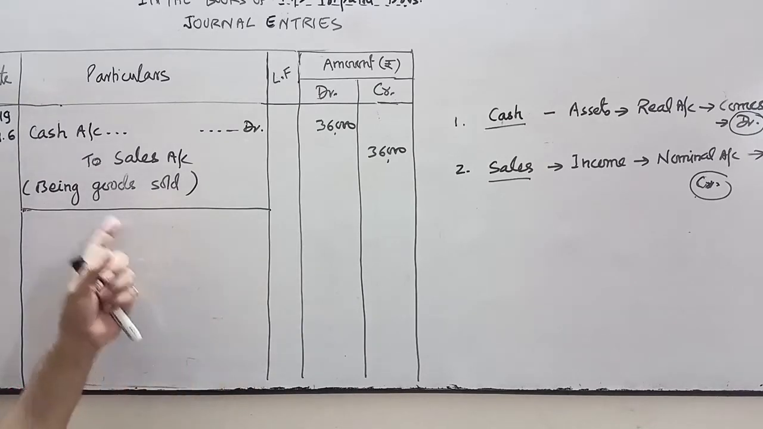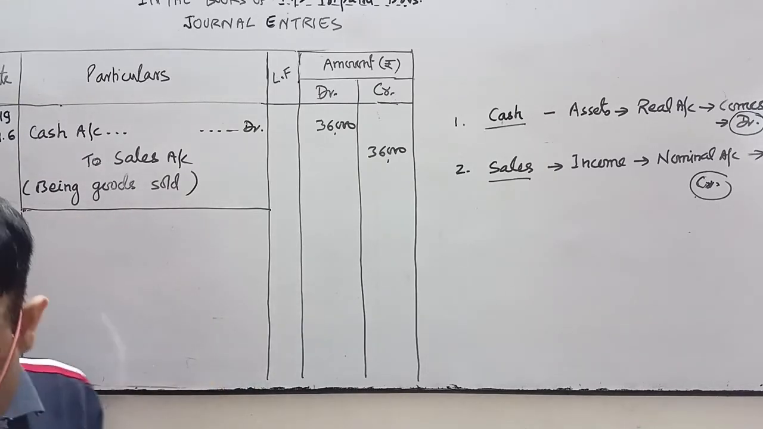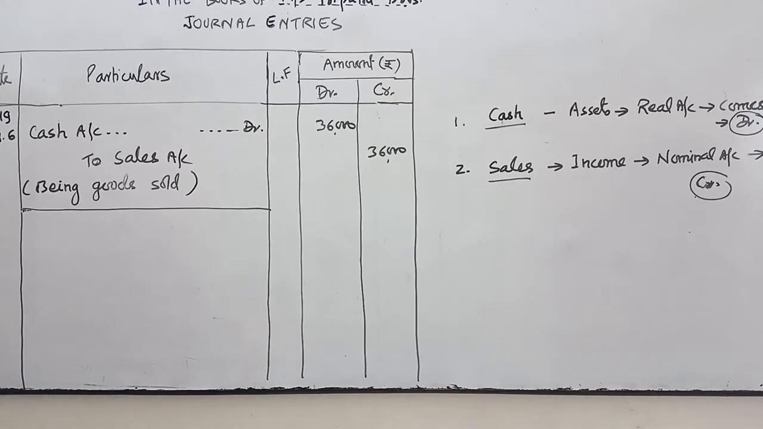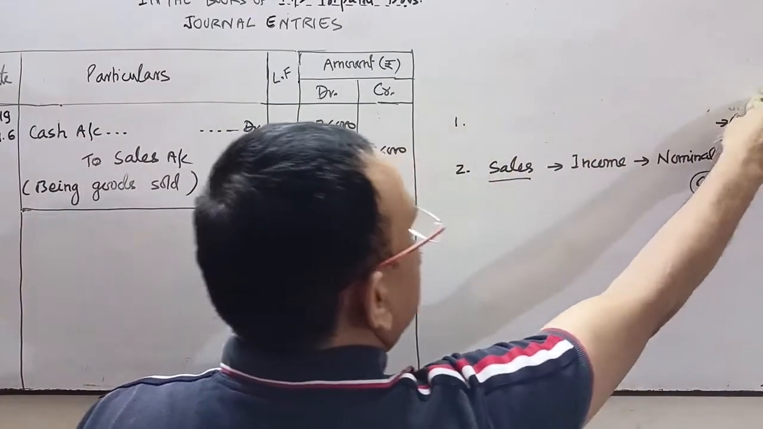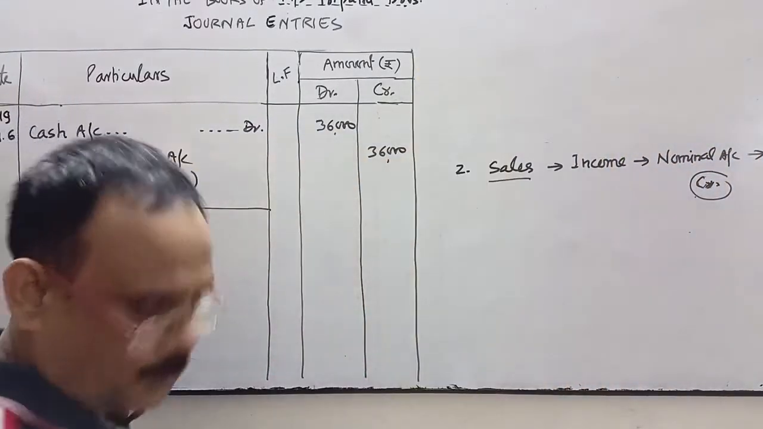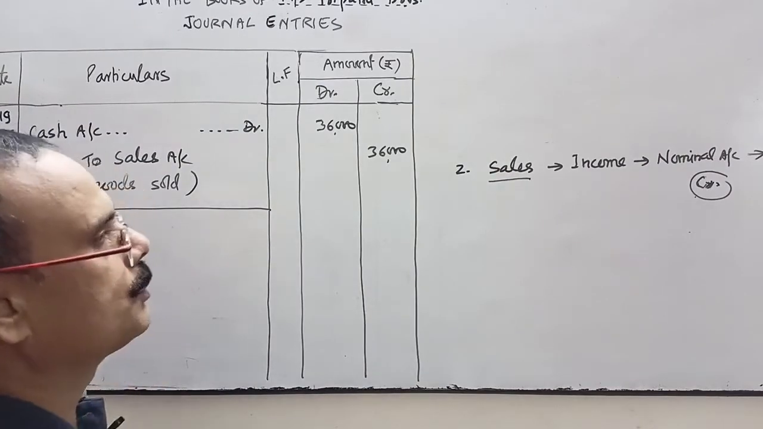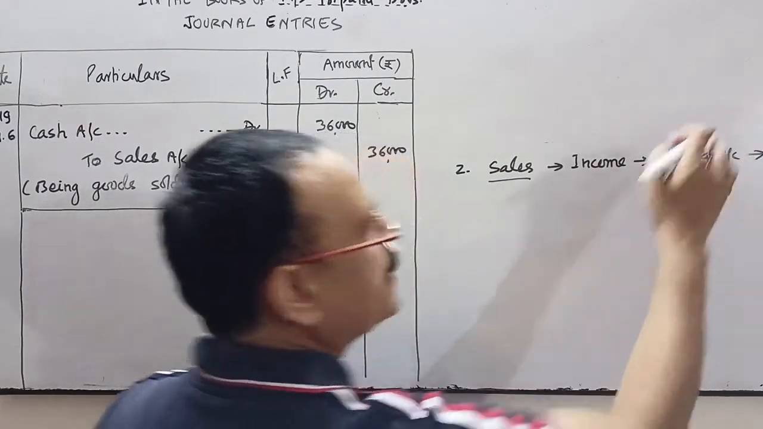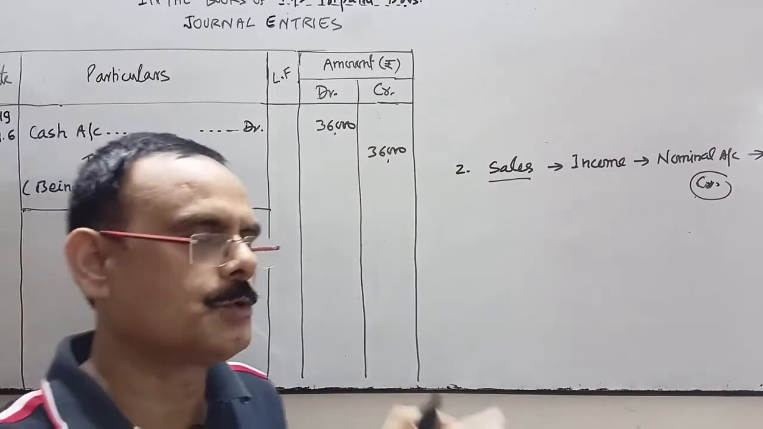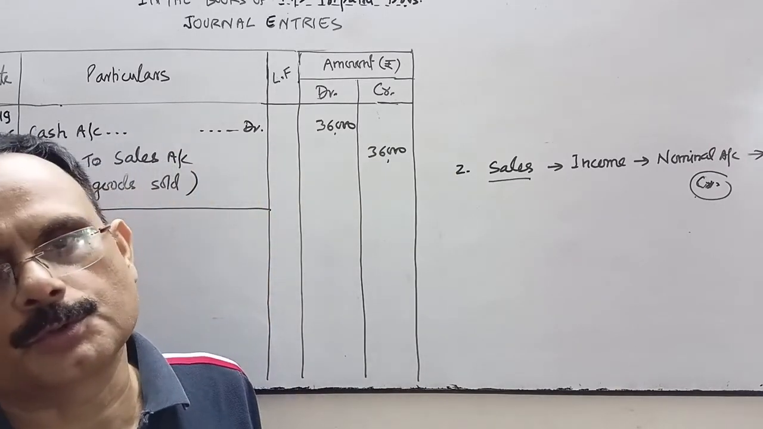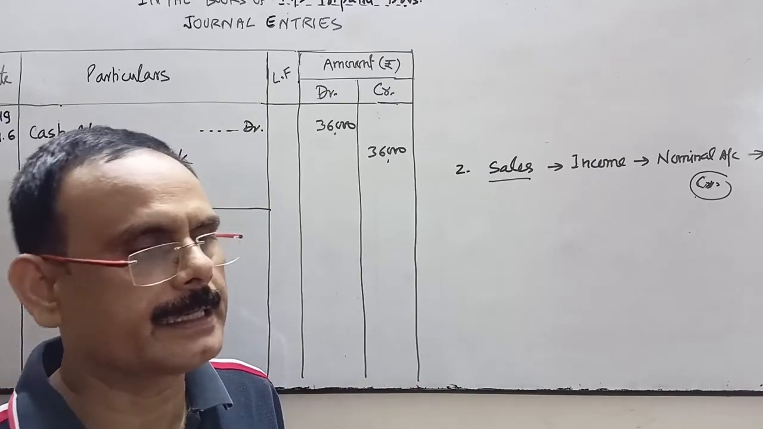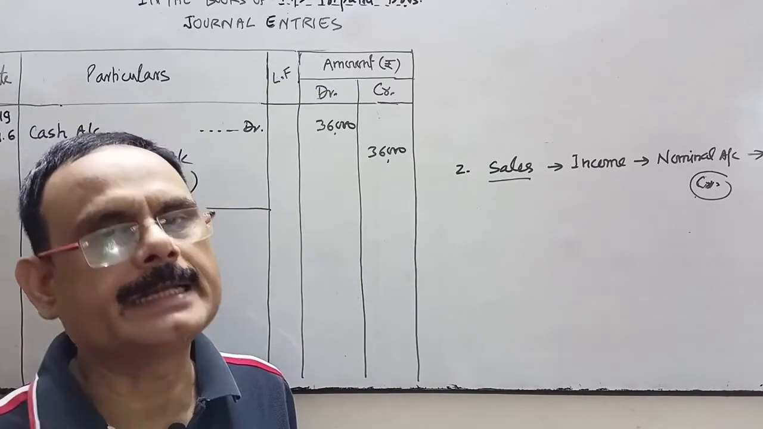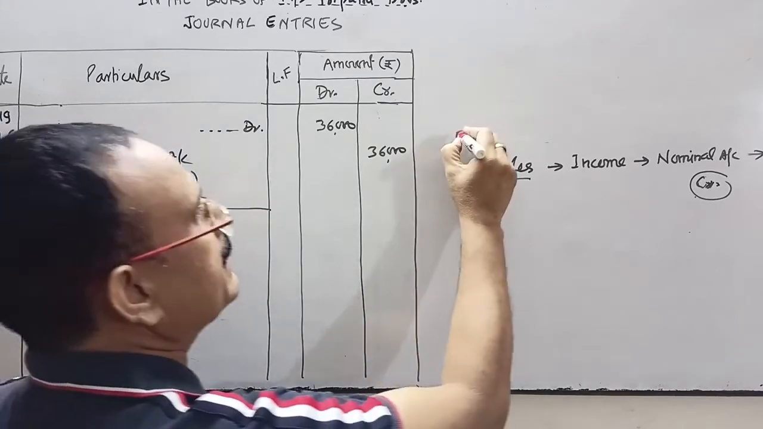Okay, now the next entry. Next entry is sold goods to Hari. When I sold goods to Hari, two accounts will be affected. Sold goods to Hari, it means thereafter nothing is written, not for cash or on credit. So only up to Hari it is written. It means it's a credit sale.